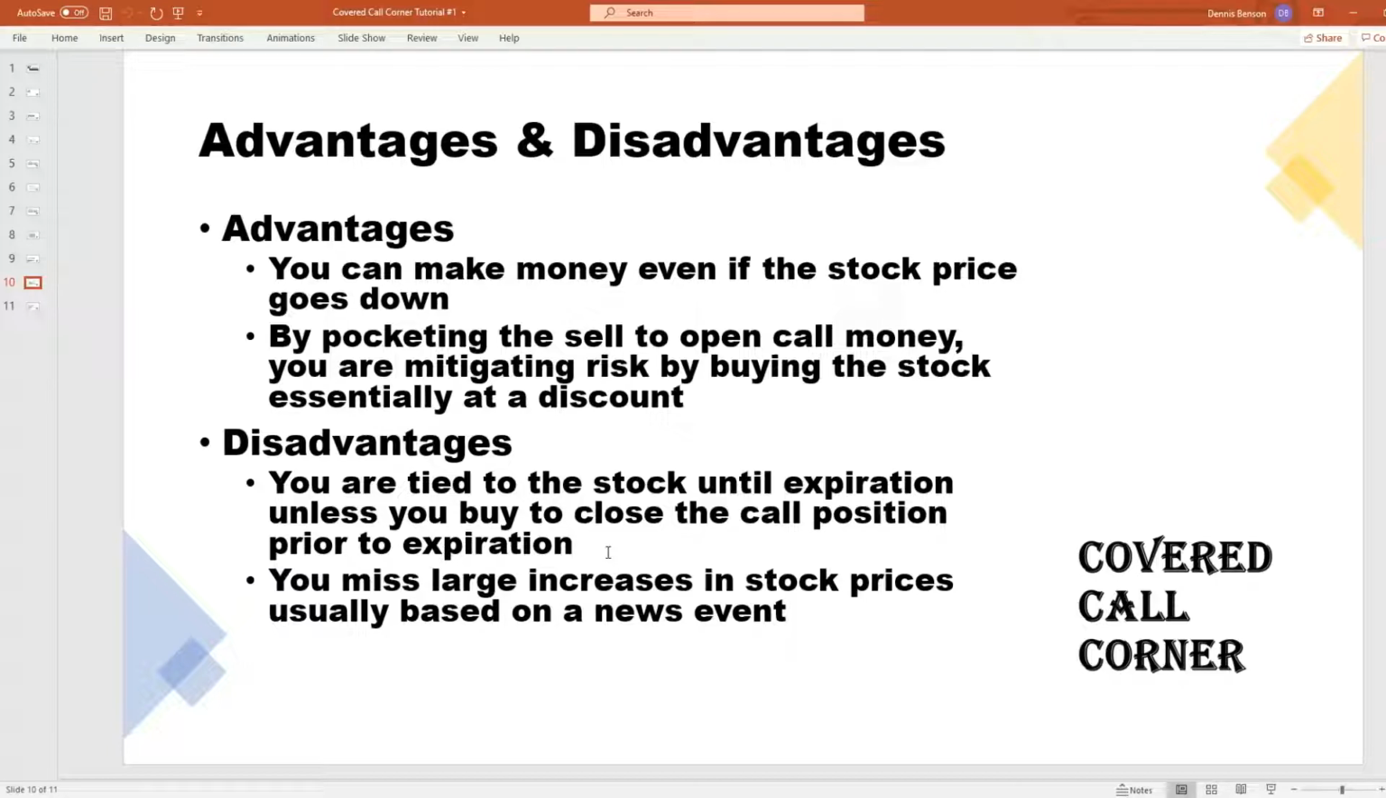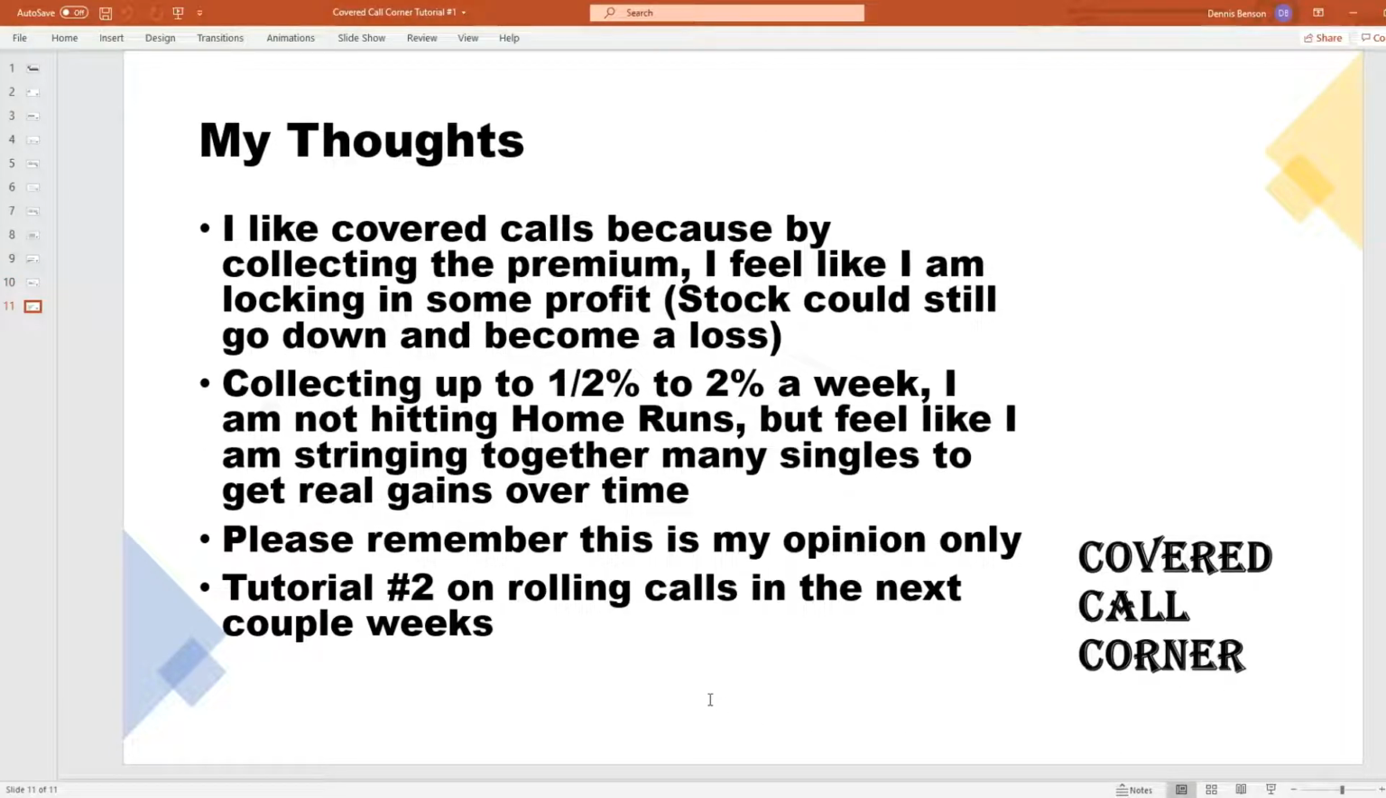So I'm doing more indices now and better diversification than I've done before. And doing that with this strategy as well, I think has really helped me out. So here are my thoughts.